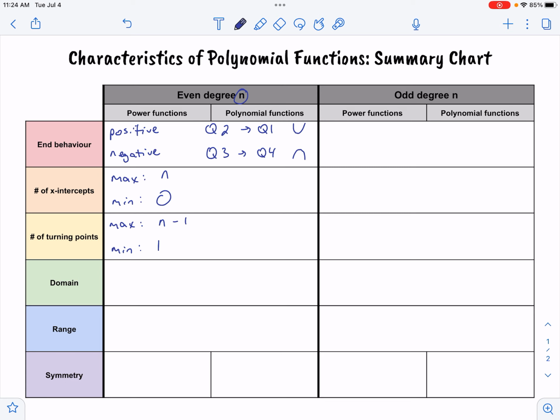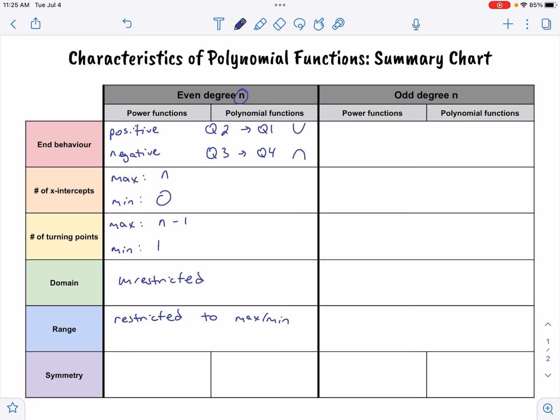Our domain, so the horizontal sort of expanse of our function here, is unrestricted. Whereas the range is restricted, and it's limited to either the max or the min value, depending on the function you have.